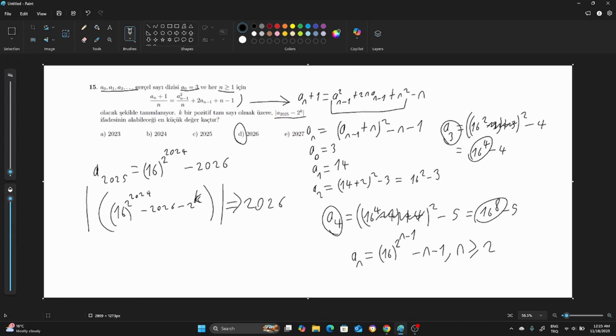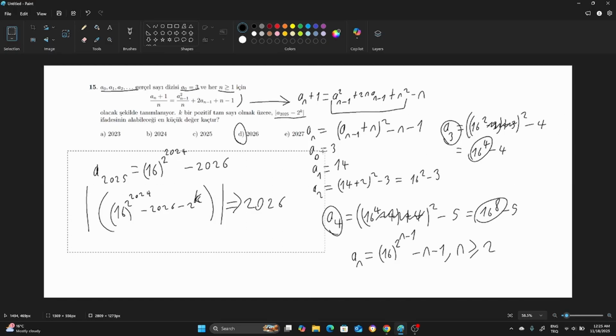So this is a pretty interesting question. It looks complicated when you read the question, but the moment you multiply both sides by n, you are gonna realize that there are perfect squares and there's a pattern hidden in the numbers in here, and based on that pattern we can find the answer. So this is pretty interesting.